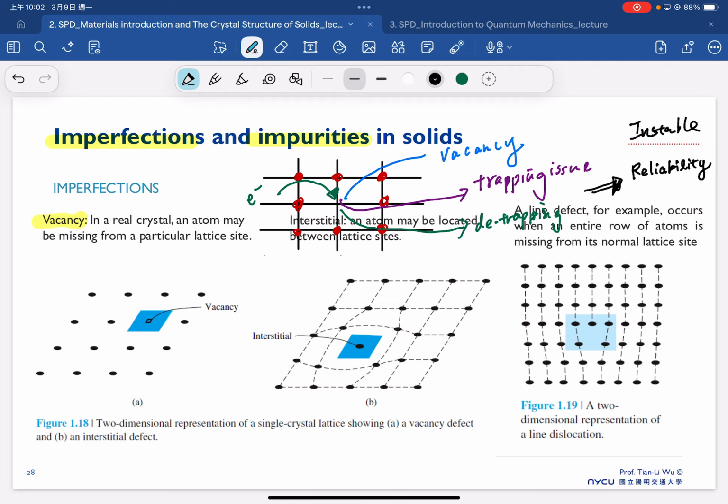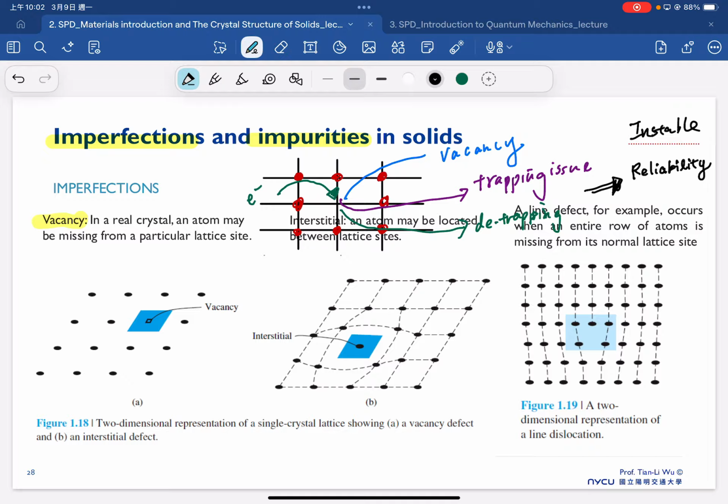In this class, we won't talk too much about reliability, but in my other class, I talk a lot about reliability. The fundamental reason leading to electrical reliability issues very often comes from material imperfection, due to vacancies or other additional defects.